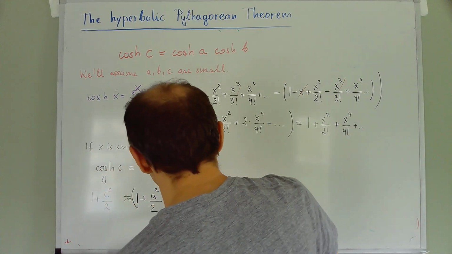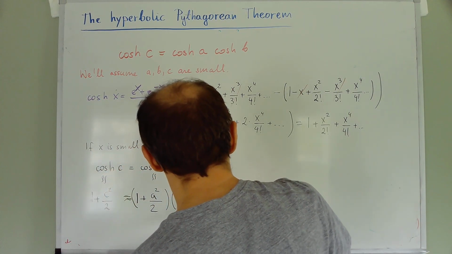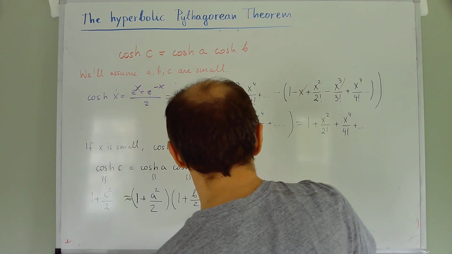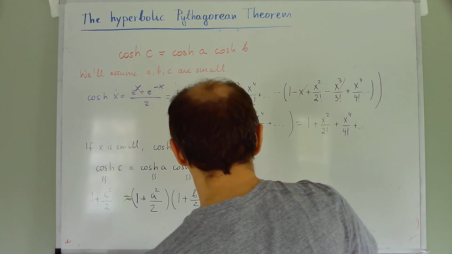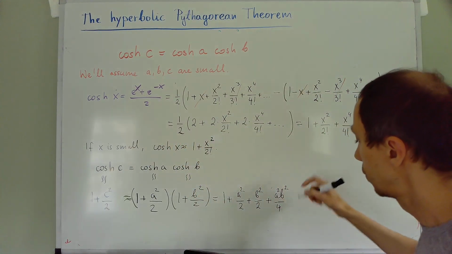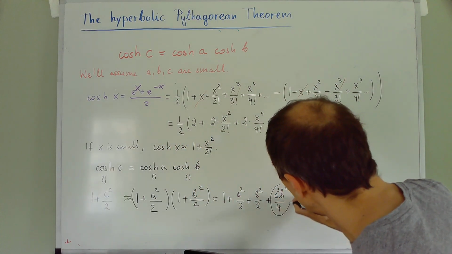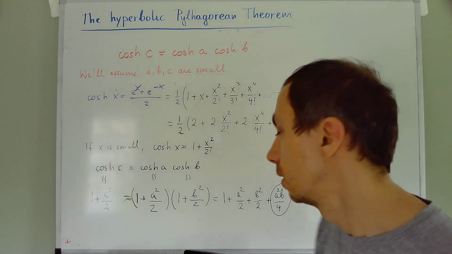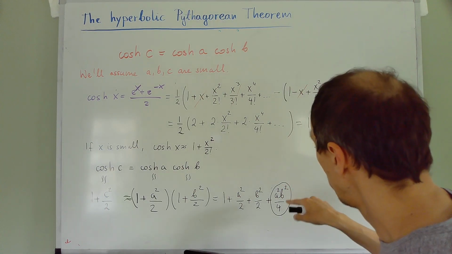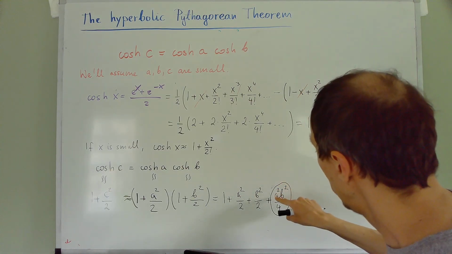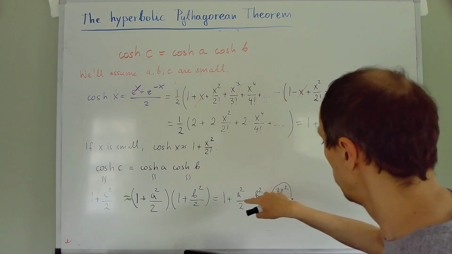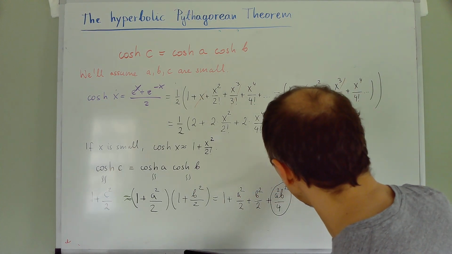Okay, so we now just focus on this equality. So this is then equal to 1 plus A squared over 2 plus B squared over 2 plus A squared B squared over 4. But this again is small, because if A is small, then A squared is a lot smaller, and B squared is also a lot smaller than B. When you multiply these together, this is actually a term whose degree is 4, so it's small compared to the other ones. So this is negligible.